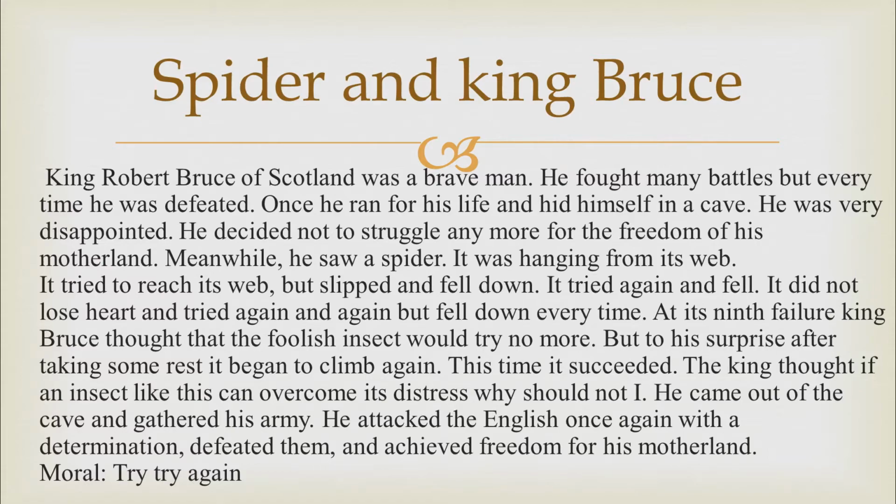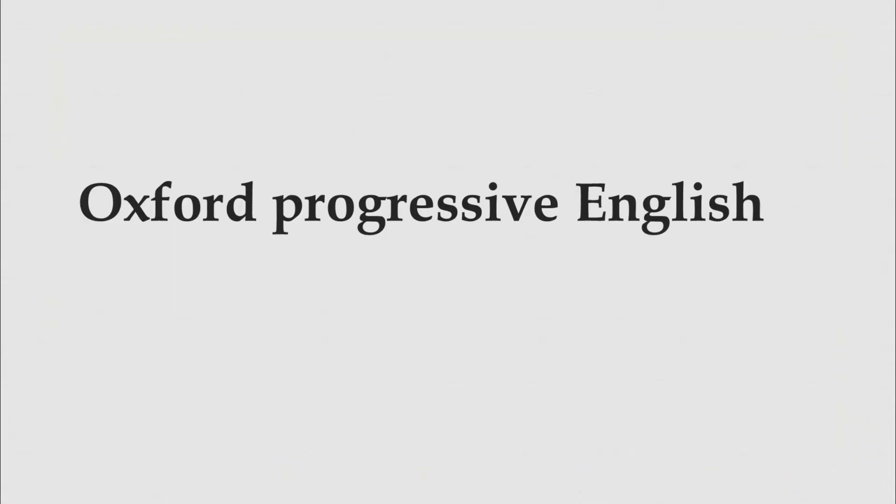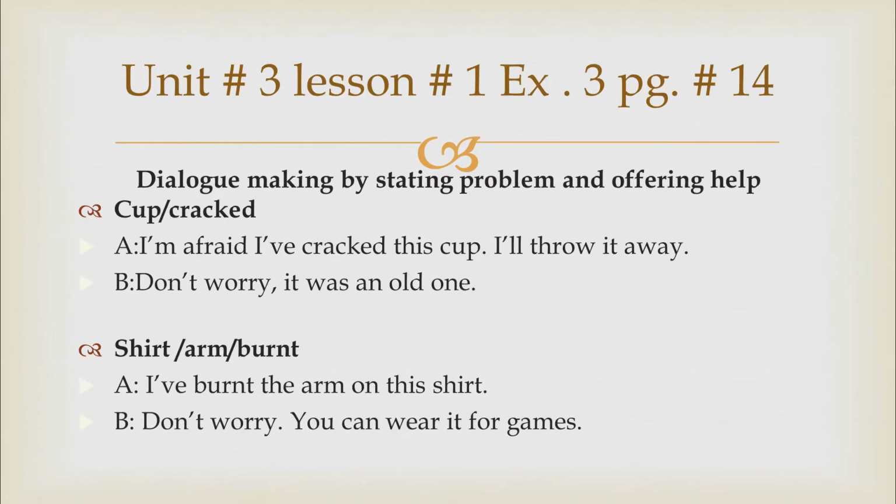We'll move to our next section, that is Oxford Progressive English. Start with Unit 3. We will discuss the exercises that are very important from the exam's point of view. You need to concentrate on these exercises for your exam preparation. The first exercise is exercise number 3 at page number 14, unit number 3, and lesson number 1.